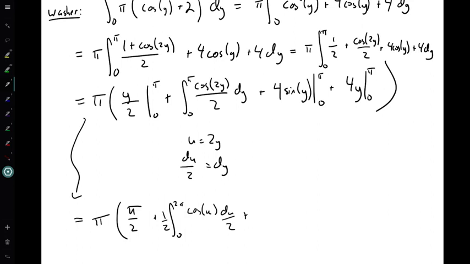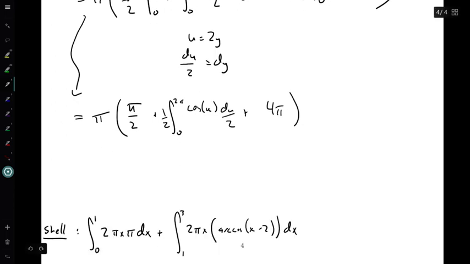So now we have 4 sine of y evaluated from 0 to pi. Sine of pi is 0, sine of 0 is 0, so this term just works out to be 0. So all we're left with is the 4y evaluated from 0 to pi. If I evaluate that at pi, I get 4 pi. If I evaluate it at 0, I get 0. All right, almost there.